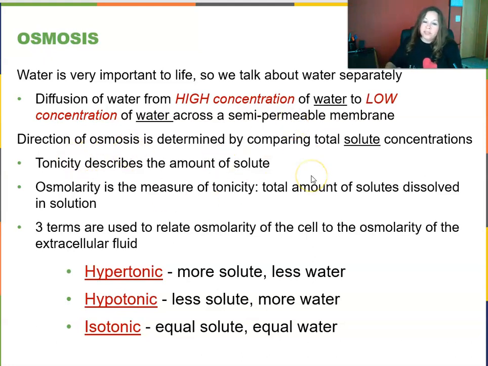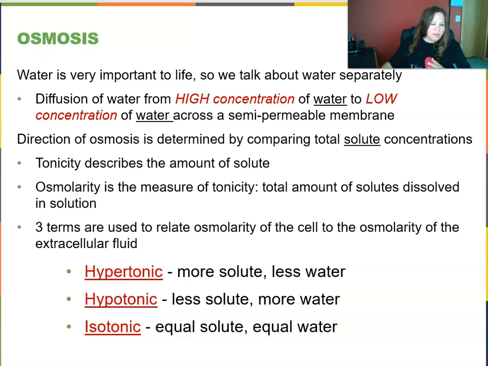So the direction of osmosis is determined by comparing the total solute concentrations. And tonicity describes the amount of solutes. And osmolarity is the measure of tonicity, so the total amount of solutes dissolved in solution. There are three terms that we're going to use that relate the osmolarity of the cell to the osmolarity of the extracellular fluid. So basically we're comparing two areas: the inside of the cell, the cytoplasm, the concentration there, versus the concentration outside. The words hypertonic, hypotonic, and isotonic are common terms used to describe this.